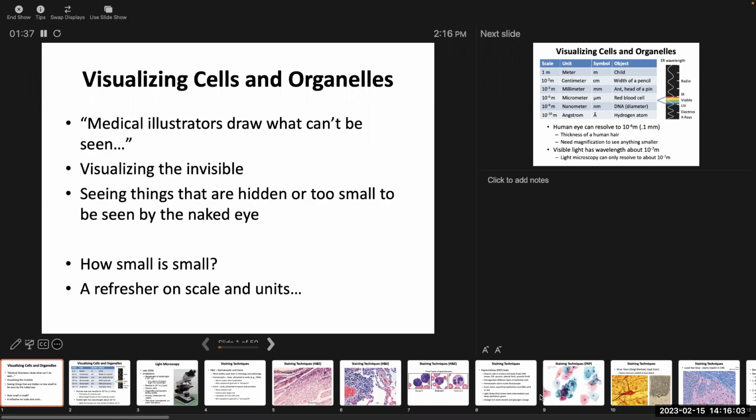So I want to review units of measurement. Hopefully this is all review to everybody, to talk about just how small is small. How small are we talking about before things become invisible? What kind of scale are we dealing with when we talk about looking at cells, organelles, or even things like individual molecules?